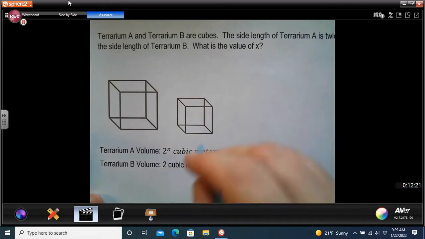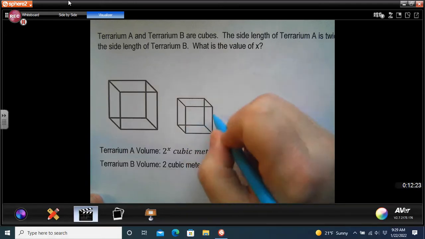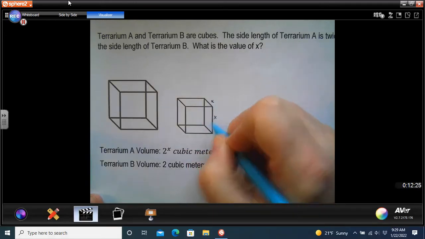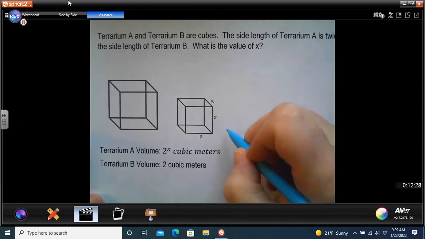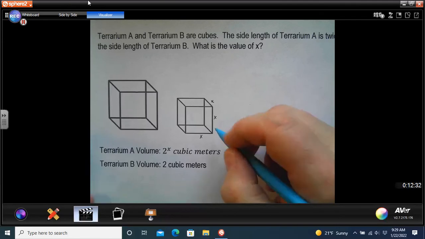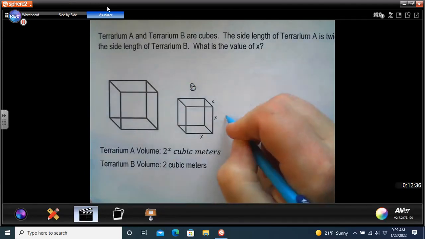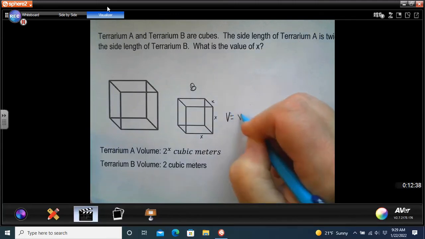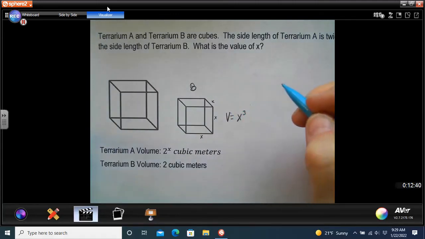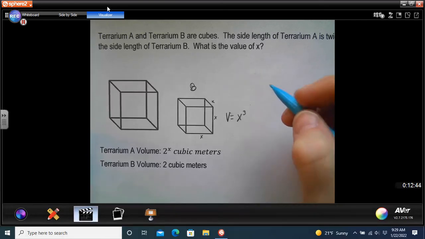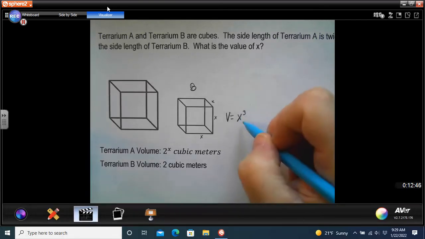Well, I want to make this one x by x by x. And so if I were to write the volume of this smaller one, obviously the smaller one is terrarium B, the volume in terms of x would be x to the 3rd power. Because to find volume, we take x times x times x.